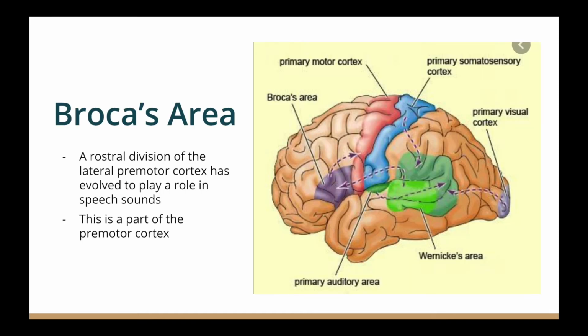And this is where we briefly move into our last section of the premotor cortex, which is Broca's area. This area is a rostral division of the lateral premotor cortex that has evolved to play a role in speech sounds, which is super important. So anything to do with us reacting to noises or making noises is all part of Broca's area.